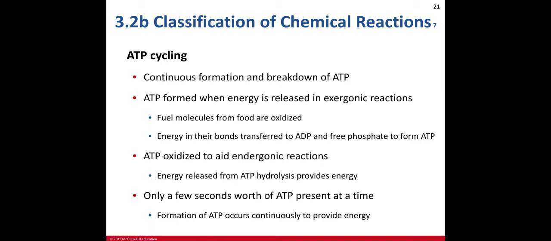We are going to form ATP in these exergonic reactions, and it's going to fuel molecules from food, and those are getting oxidized. Then the energy in their bonds is transferred to ADP and a phosphate that we then can stick together and form ATP. And then again, we break down the ATP to make ADP. And when we release that, we are getting energy.